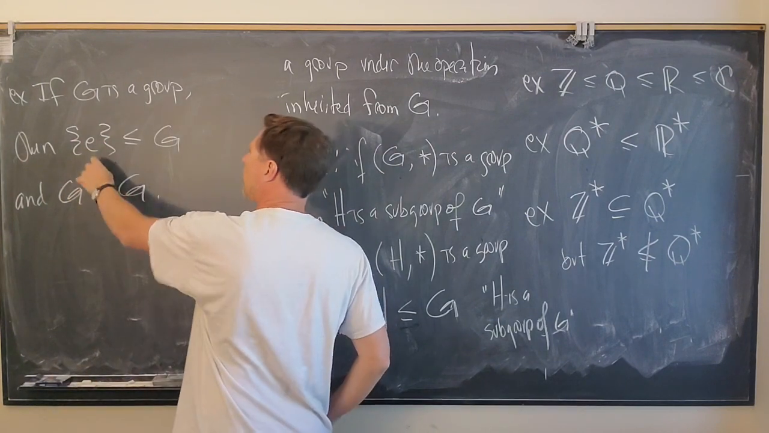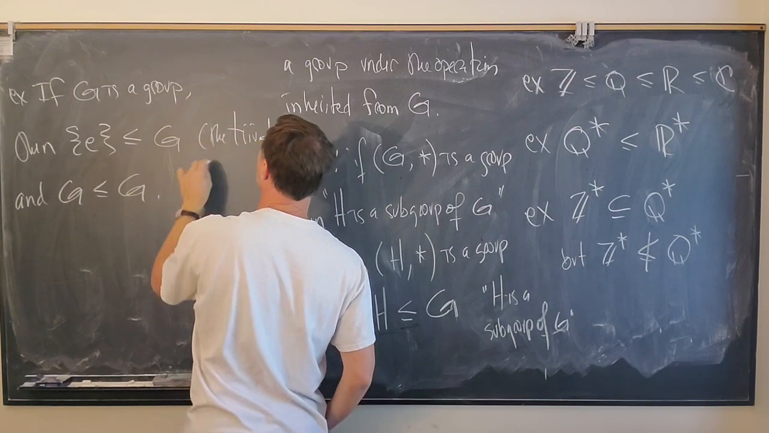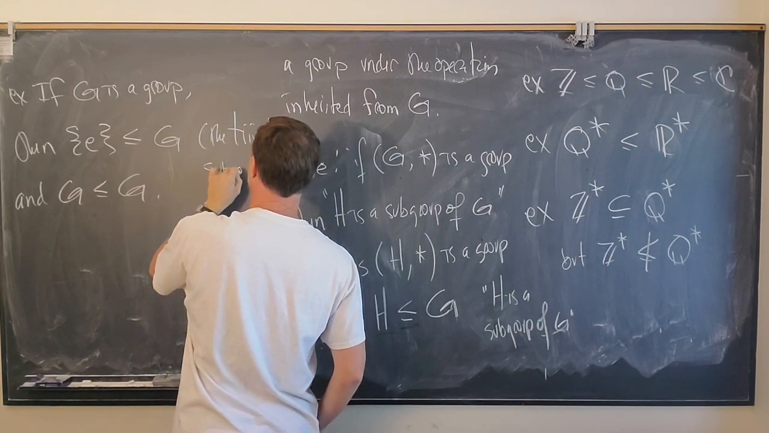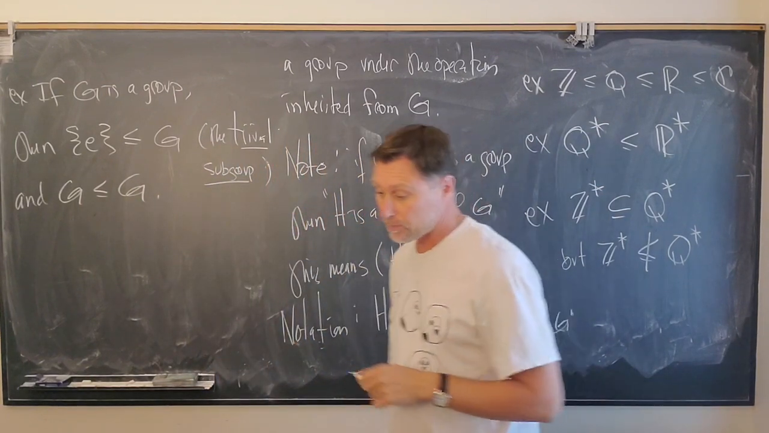This one has a name, by the way. This is the trivial subgroup. All right, so the subgroup consisting of just the identity is often referred to as the trivial subgroup.